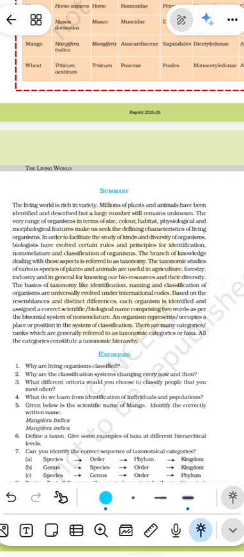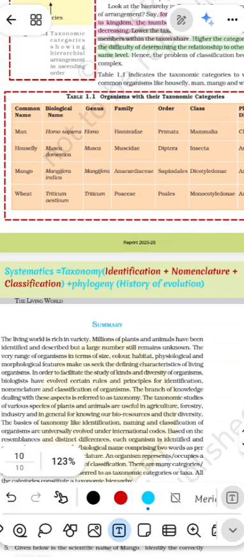Okay, another doubt comes to our mind: what is systematics? We'll discuss today what systematics is. Systematics means the history of evolution plus taxonomy. Systematics means taxonomy plus phylogeny. Phylogeny means the history of evolution. So systematics equals taxonomy, which includes identification, nomenclature, and classification, plus phylogeny, meaning the history of evolution. So this is systematics. We have already done the summary.